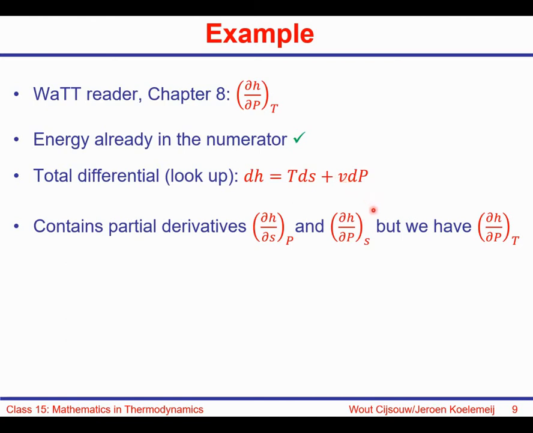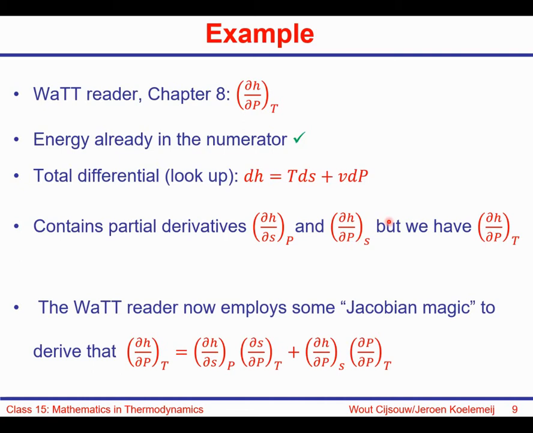Okay, they contain the enthalpy, but it's not really the thing that we're looking for, because we have this particular partial derivative, which is almost the same as this one, but a different variable is held constant. So what can we do about this? Now the Watt reader employs some Jacobian magic to derive that this expression here, the one that we're actually trying to rewrite in simpler, more easily measured terms, is equal to this whole expression here. And we will see later how this is actually derived.